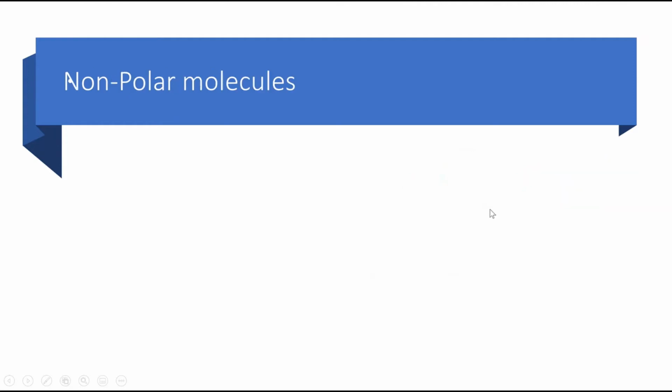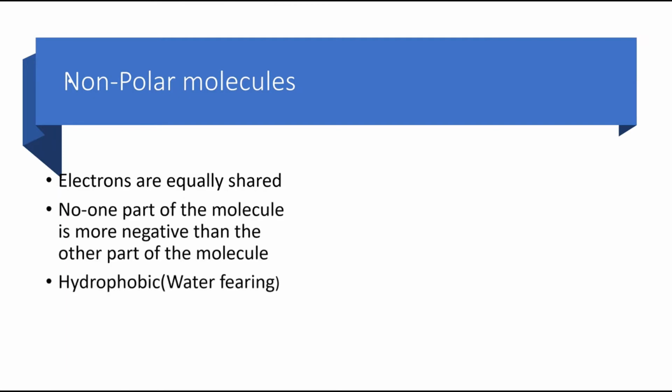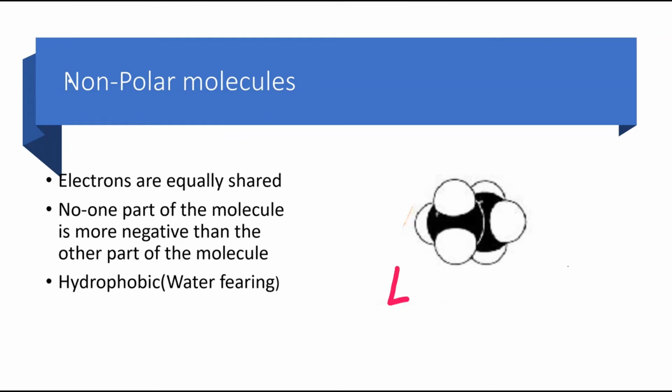Okay, so on the other hand, non-polar molecules are just the opposite of polar molecules. Here electrons are equally shared, and hence there is no charge difference. The charge is uniform over the molecule, and it is hydrophobic in nature. Examples include ethane, which is made up of 2 carbon atoms and 6 hydrogen atoms. So this is an example of a non-polar molecule.